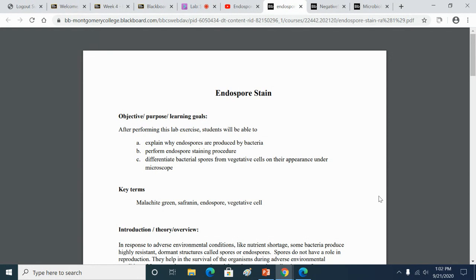And there were two major groups of spore-forming bacteria. What were those two major groups? Bacillus and Clostridium. Remember, those are not the only spore-forming bacteria, but they're the two major groups. And they're both gram-positive rods.